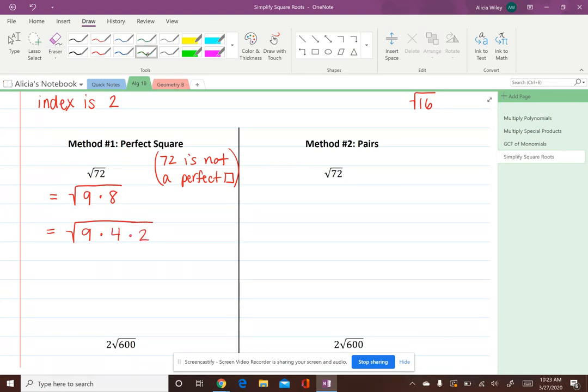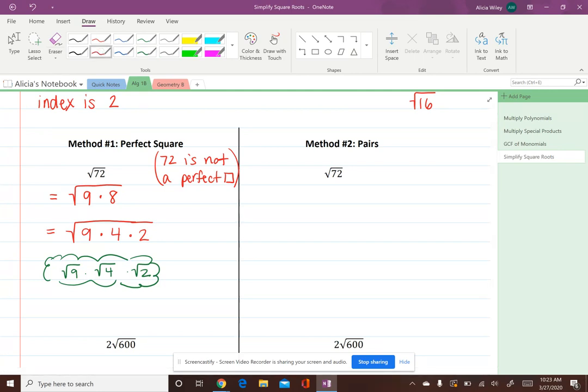And then when you go to do this next step, I'm going to use a think bubble here because I'm not going to write this step necessarily, but I'm going to think about it. What's the square root of 9? What's the square root of 4? What's the square root of 2? Now remember, 2 is not a perfect square. 2 is what we call a prime number. It doesn't factor down any further, so keep that in mind.